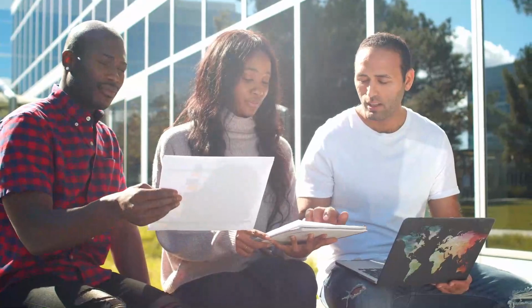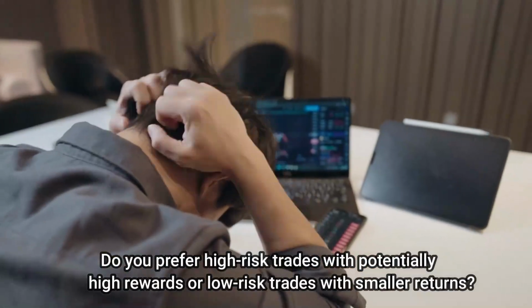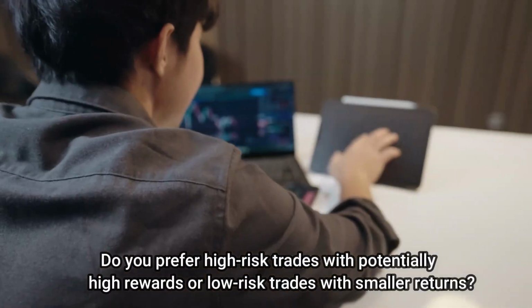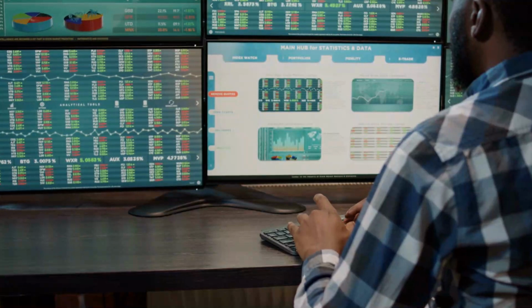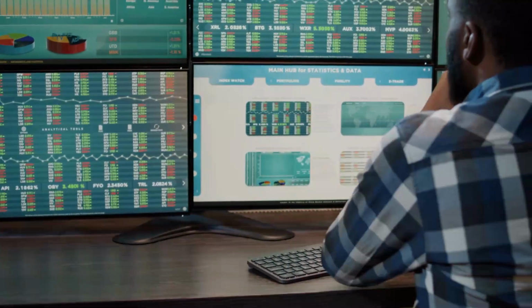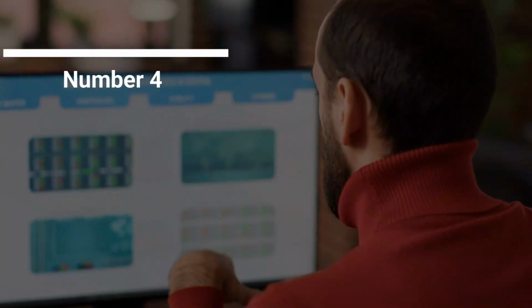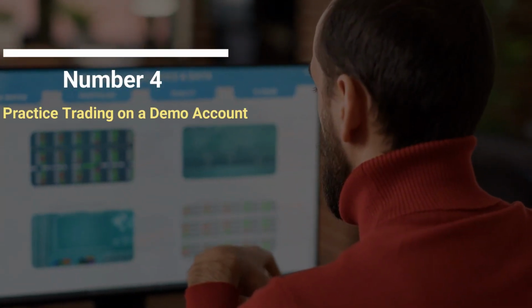Are you looking for short-term profits or long-term gains? Do you prefer high-risk trades with potentially high rewards or low-risk trades with smaller returns? Next, take into account the technical indicators and analysis methods that suit the type of trader you are. For example, if you're a day trader who likes quick turnarounds on positions, then scalping may be the right approach for you.